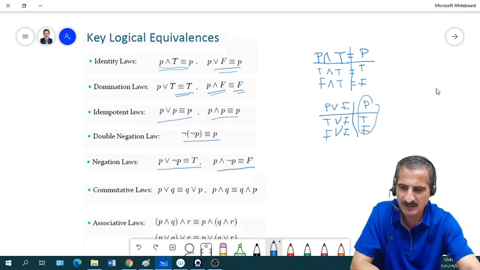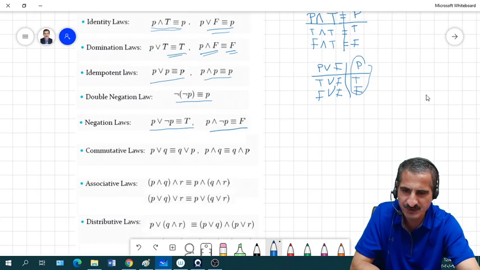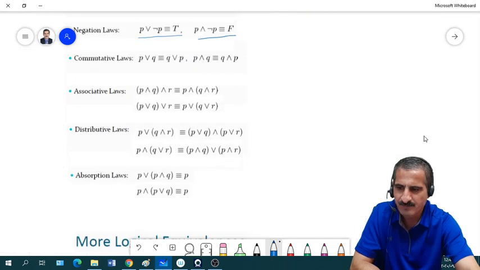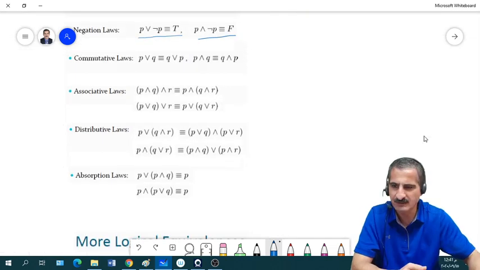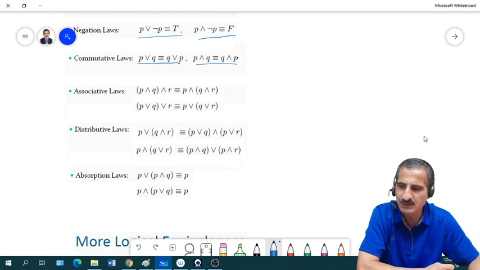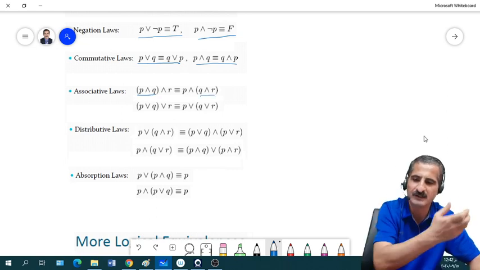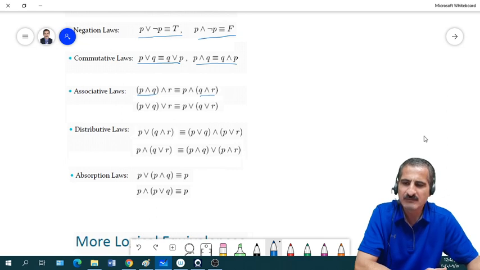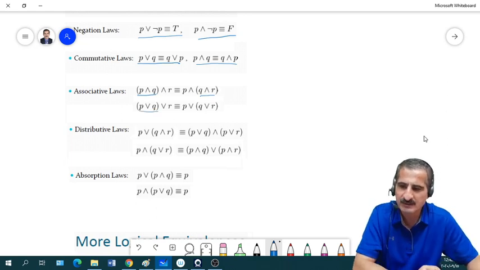Okay. And commutative laws here, which shall be trivial. P or Q is the same as Q or P. Same thing for and. Associative laws, this is the one we talked about. So whether we go P and Q, then and R, is the same as if we do it from the other side, from the right. I mean, Q and R, then and P. Same thing for or. P or Q or R is the same as Q or R, then or P.